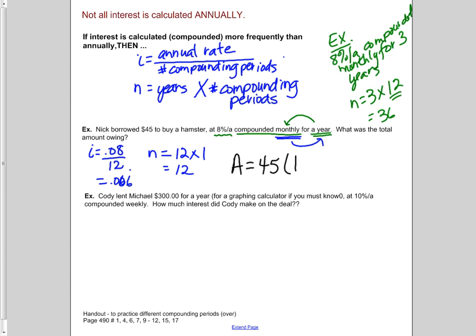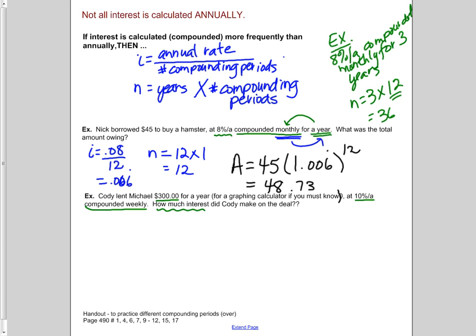Our rate is 1 plus 0.006 repeating. The more accurately you can put it into your calculator, the better. The number of times they calculate their interest is 12, every month for a year. And his total is $48.73. Not so bad. Cody lent Michael $300 a year for a graphing calculator, if you must know, at 10% per annum, compounded weekly. So compounded weekly is important. 10% per annum, $300, and we want to know how much interest.